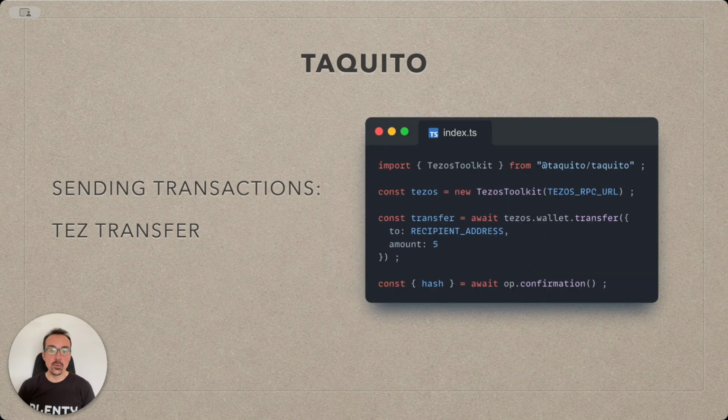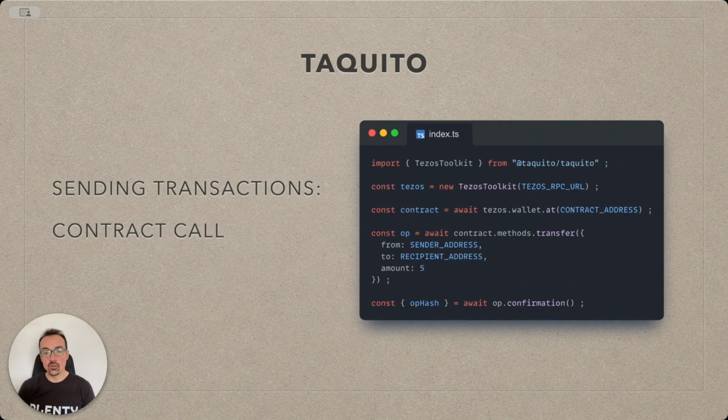Here is an example about how to make a test transfer. It's very simple too. You use the address of the recipient, the amount you want to send, and Taquito takes care of everything under the hood. Here is a contract call if you need to send a transaction to a contract. Here we have a transfer entry point on the contract. You don't have to format the parameter you want to pass. It's just a simple JavaScript object. Taquito will format it properly to send it to the Tezos blockchain. And then you just wait for the confirmation.